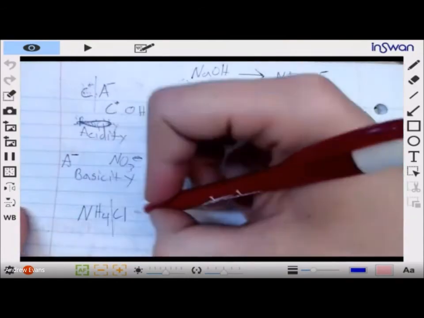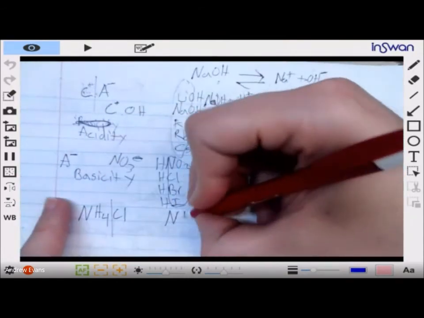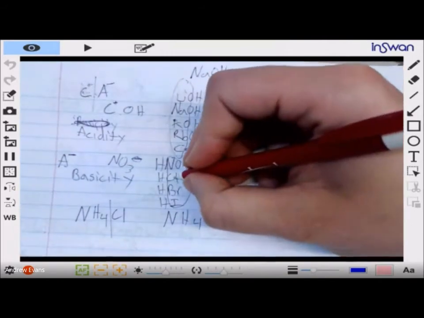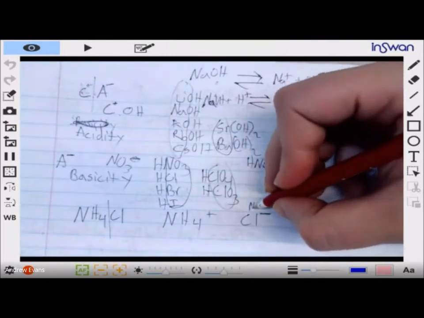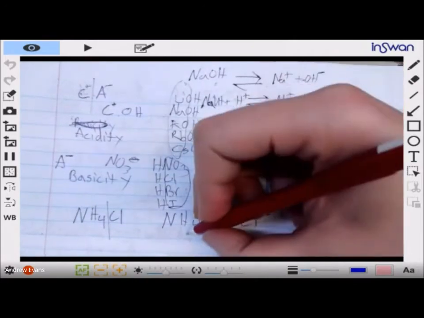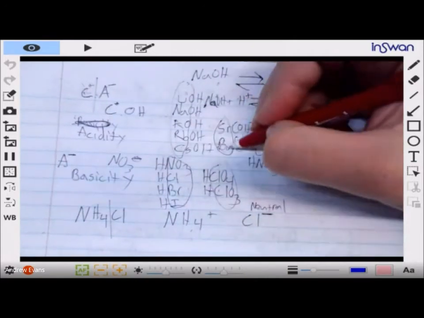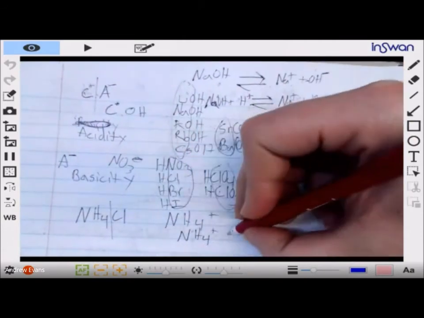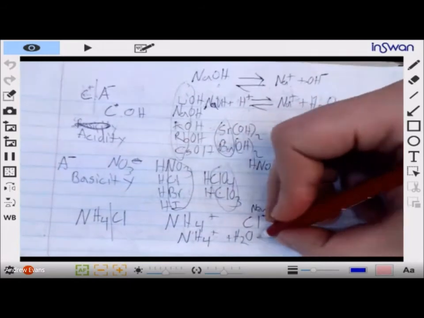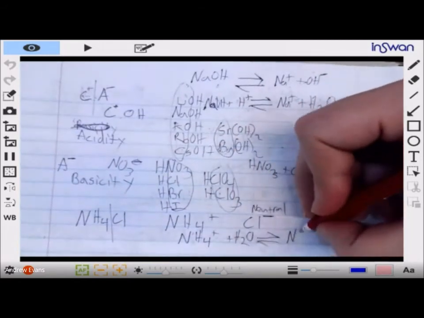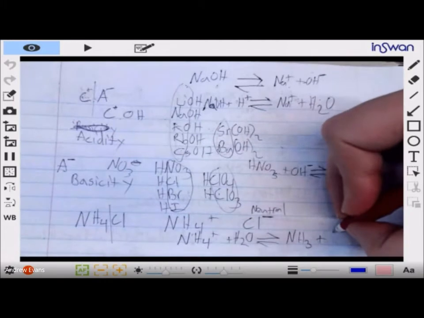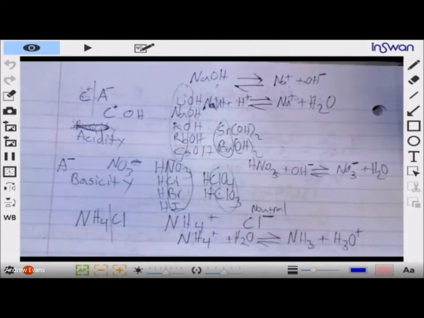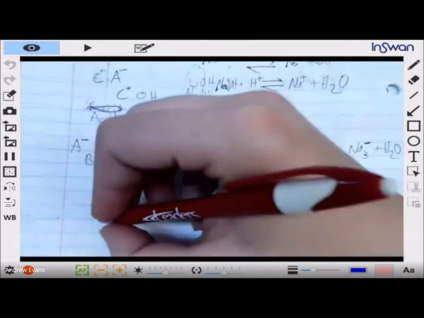Ammonium chloride is going to be NH4 plus and Cl minus. Well, Cl minus is right here, so this guy's a neutral. Now, NH4 plus is not any of these guys. So what reaction would you imagine NH4 plus doing? NH4 plus plus water goes to NH3 and hydronium. That's the reaction that's going to happen, even if it's not one you really expect.